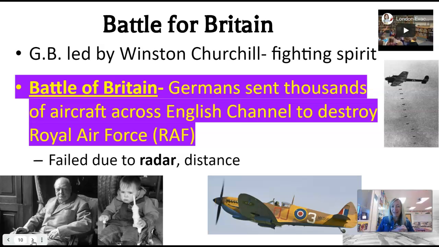Germany plans on invading Britain with Operation Sea Lion. However, his plans are stalled and actually are foiled by Winston Churchill.